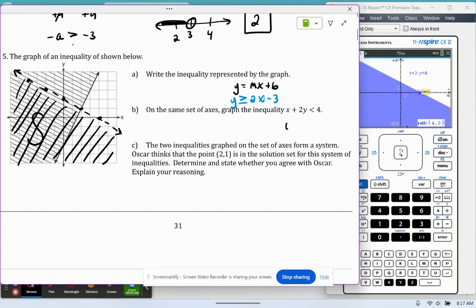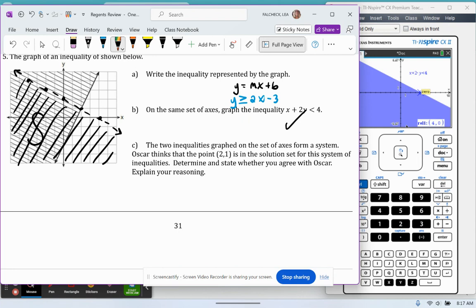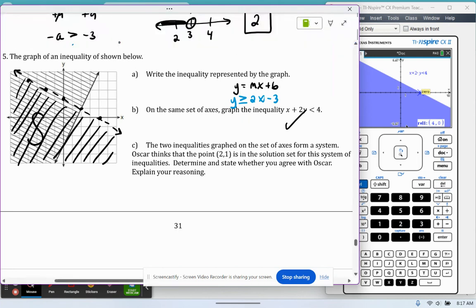We did that. The two inequalities graphed on the set of axes form a system. Oscar thinks that the point 2, 1 is in the solution set for this system of inequalities. Ooh, let's see. 2, 1, where is it? Oh, it's not there. What do you think? Very good, Isaac. It is on a dashed line. So we would say no, not a solution, because it's on a dashed line.